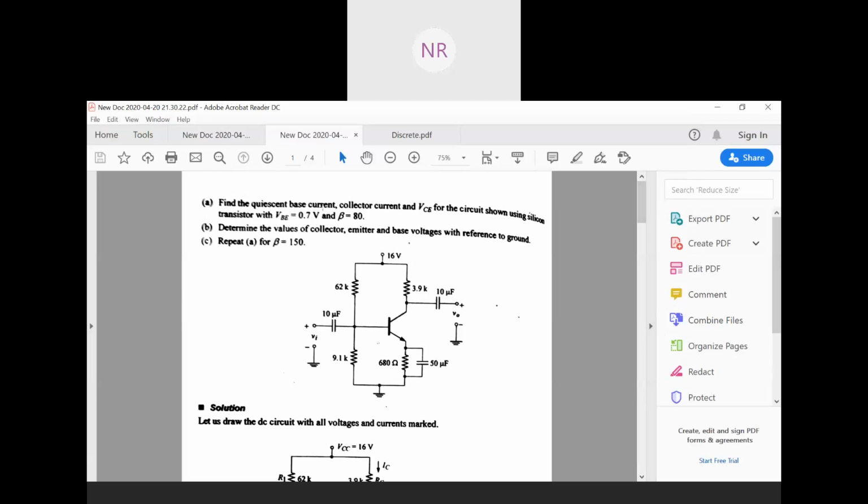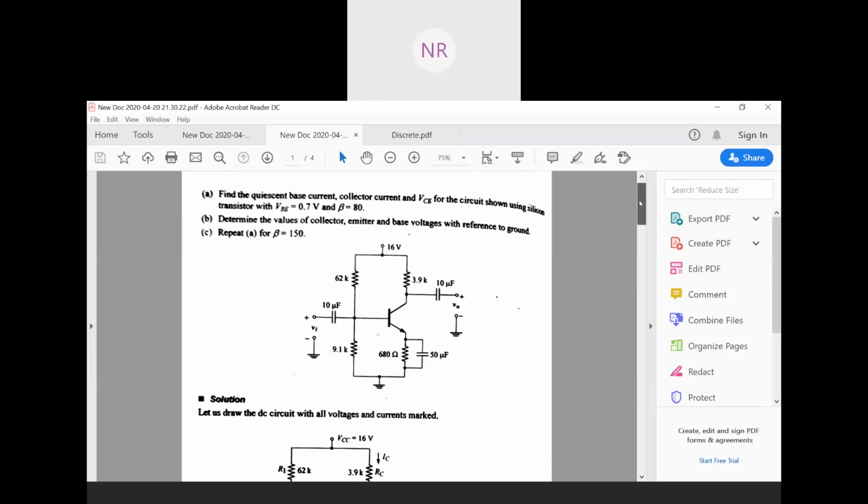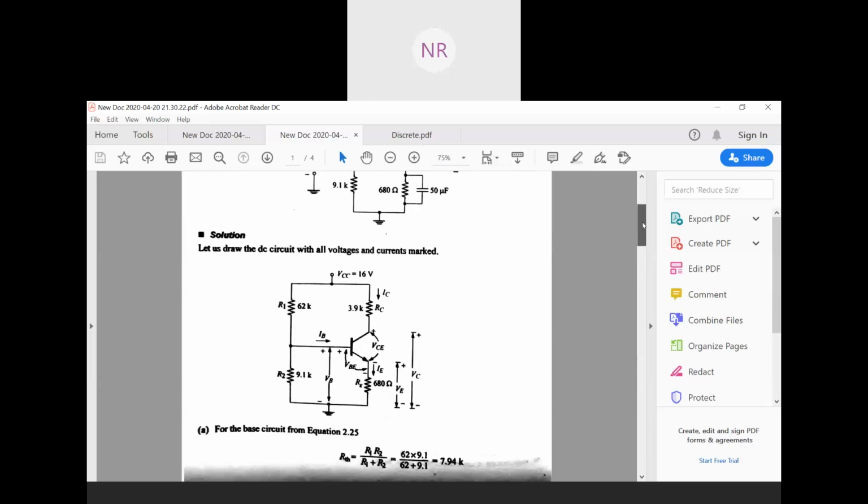Find the quiescent base current, collector current and VCE for the circuit shown using the silicon transistor with VBE equals 0.7 and beta equals 80. So you are going to calculate what is the IB value, the IC value, the VCE value. All the formulas we know. We are going to calculate IB.